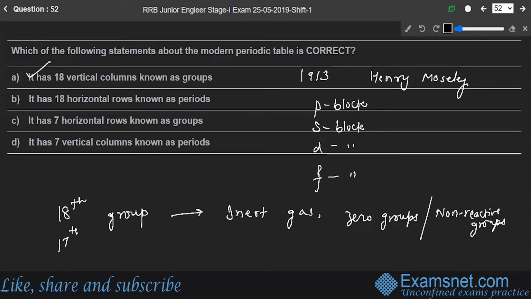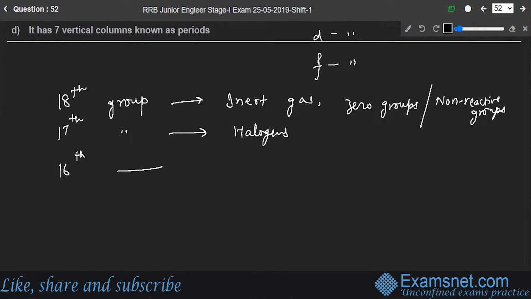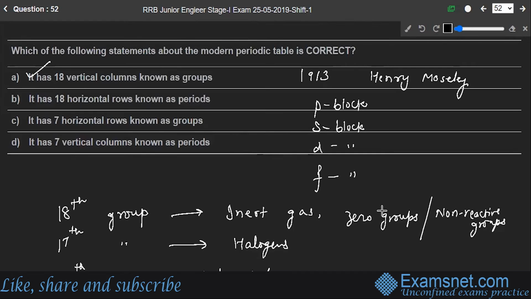The 17th group, they are known as the halogens. 16th group, chalcogens, and 15th, nitrogens. The S block has the alkali metals and alkaline earth metals, D has the transition metals, F has the inner transition elements. So you know all these things. The right answer to the question is the first option. Hope you understood that. Next is the 53rd question.